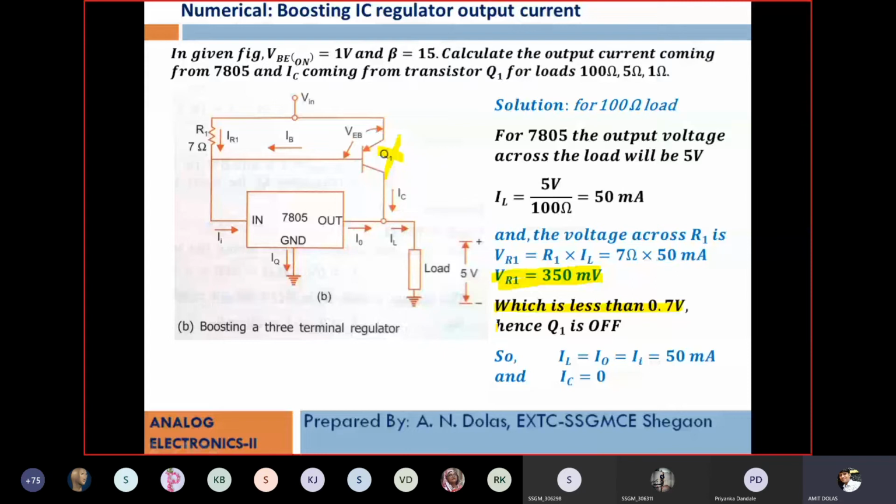So I may directly write that the load current is supplied by the IC itself, that is I0, which is nothing but the input current II, which is 50 milliampere, and the current passing through transistor Q1, that is IC, is equal to 0. Hence, for the 100 ohm load, the 50 milliampere current demanded by the 100 ohm load is supplied by the IC itself, and the transistor does not provide any current.